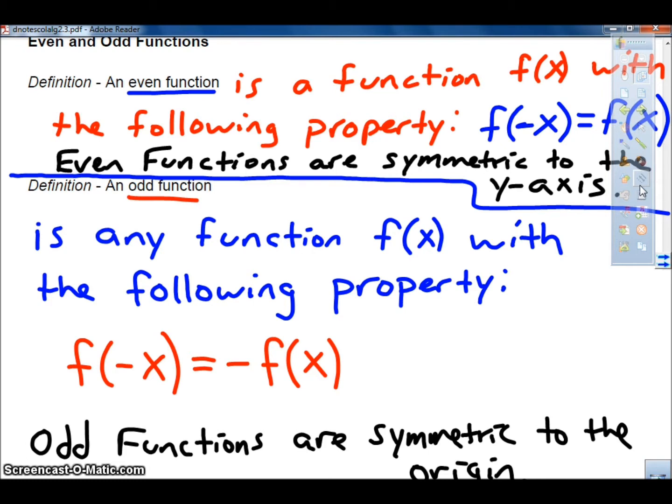Notice that for both definitions, the initial left-hand side is f of negative x. So in both cases, the interest is in what f of negative x is going to equal. If it just equals f of x, meaning if f of negative x equals the original function you began with, it's an even function. If, however, f of negative x ends up equaling the negative of the original function you began with, it's an odd function. If it doesn't equal either of those two things, then it is neither even nor odd. So functions don't have to be one or the other. They could be neither of these.